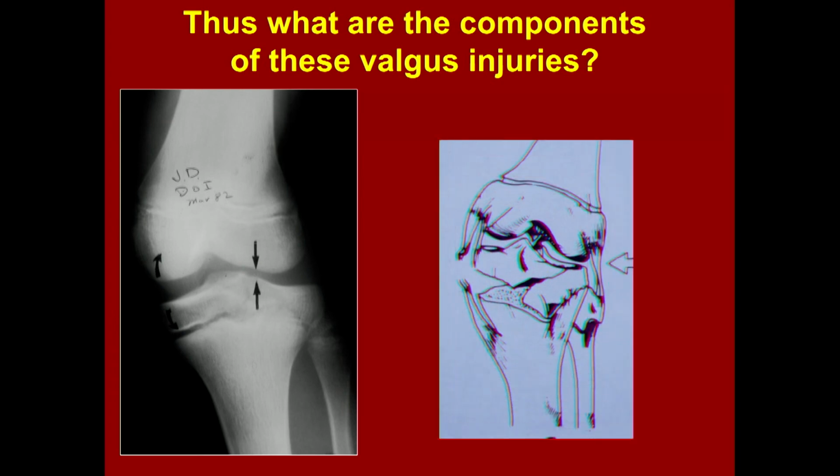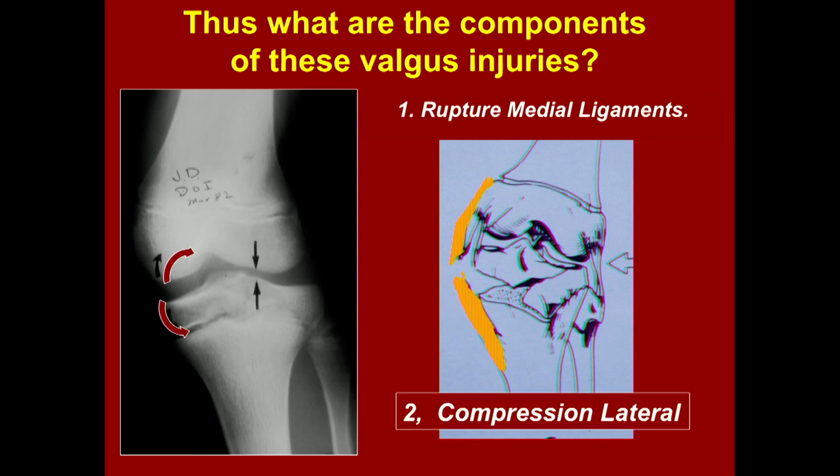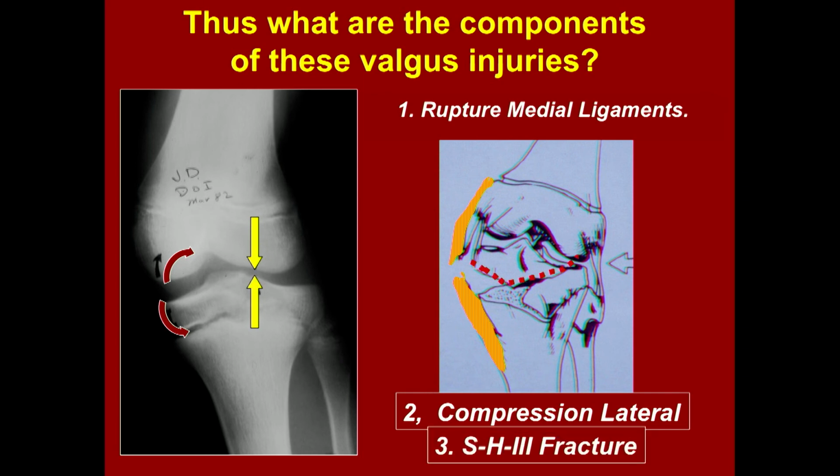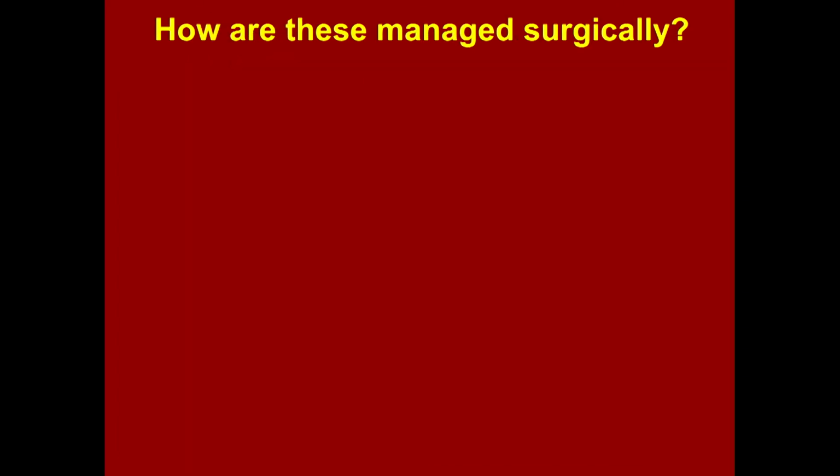So the components that you commonly have with a valgus injury, because you have a lot of ligamentous support here on the lateral side, is you have rupture of the medial collateral ligaments, and then you have compression laterally, and this gives you a Salter-Harris 3 fracture pattern.